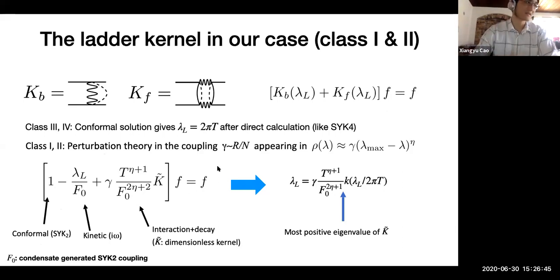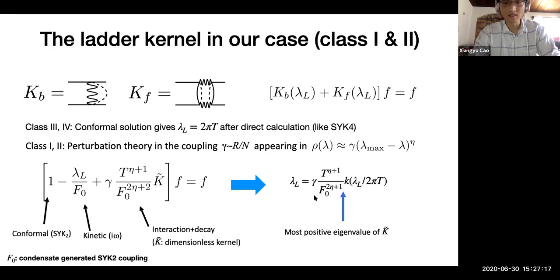So you have to look at the effect of quasiparticle decay and interactions, which will give you this kind of contribution to the kernel. And this can be computed perturbatively. And the perturbative parameter is the rescaled rank appearing in this distribution. And you also have a kinetic term, which corresponds to I omega in the Fermi Green function. Then you solve this equation, you find that lambda L is given by this.